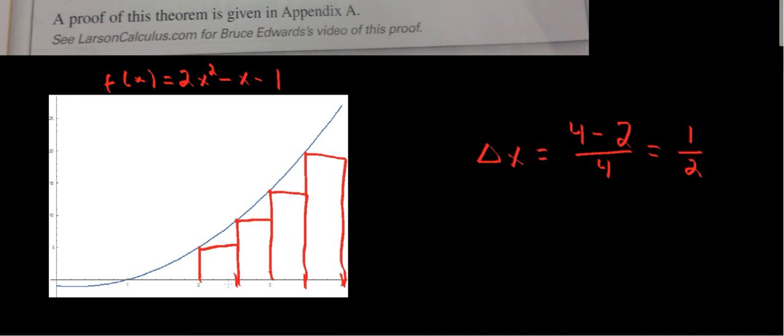So what is the area of each one of these rectangles? Well, the area is just base times height. The base is 1/2, and our height is f of x. It's this function right here. Because when x equals 2, the function has this value. When x equals 2.5, the function has this value. When x equals 3, the function has this value. F of 3.5, the function has this value. So it's our height, which is f of x, times 1/2.